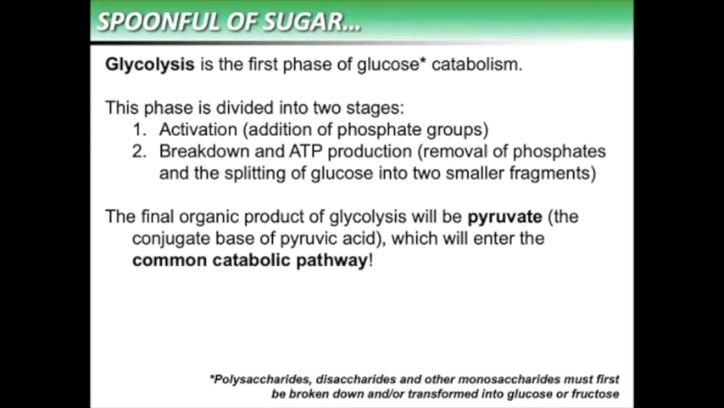And if you look at the ending of that, ATE, that should look familiar from when we did nomenclature earlier in this class. Pyruvate is an anion. It's actually the conjugate base of pyruvic acid. That's the thing that with one extra change is going to enter what's called the common catabolic pathway.